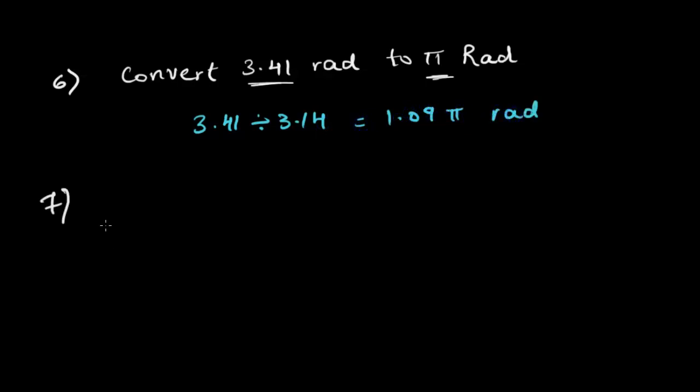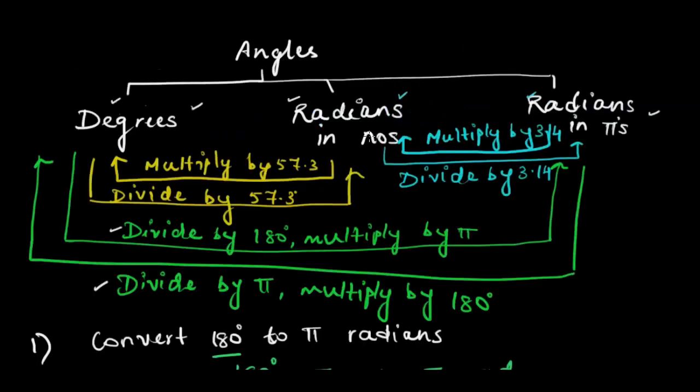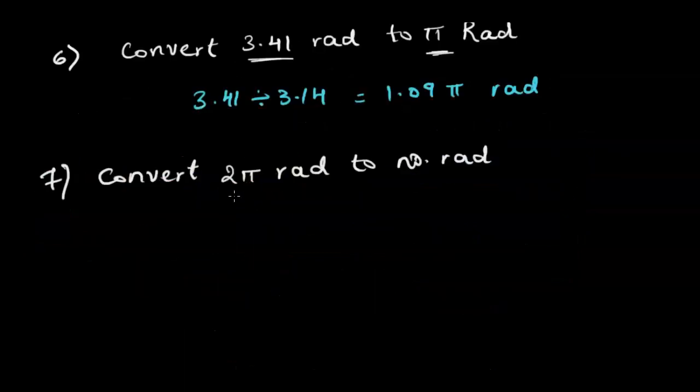Let's do a last example just for the sake of practice. Let's say we have to convert 2 pi radians to number radians. Since we are going from pi radians to number radians, we look at this top rule, and that is multiply by 3.14. Now here the question is 2 pi radians, so pi radian is basically our unit. All we have to do is multiply 2 by 3.14, and this gives us 6.28 radians.